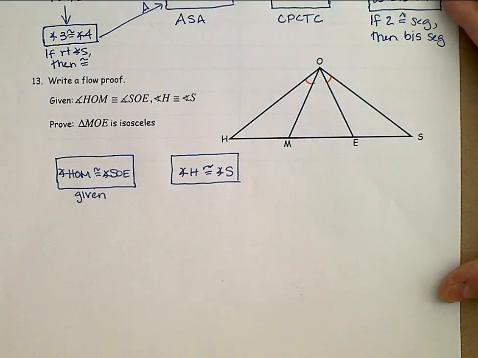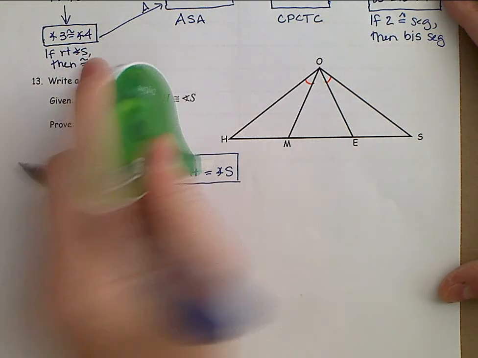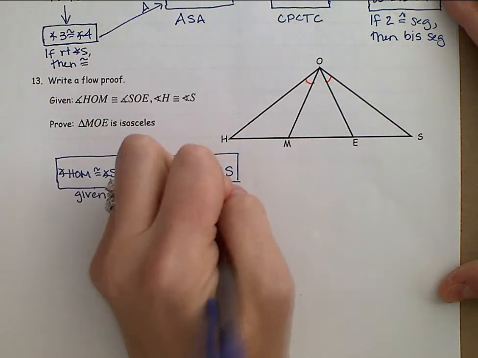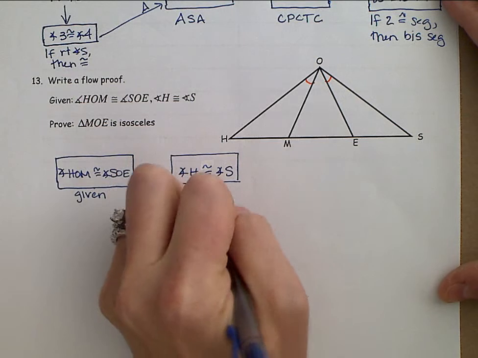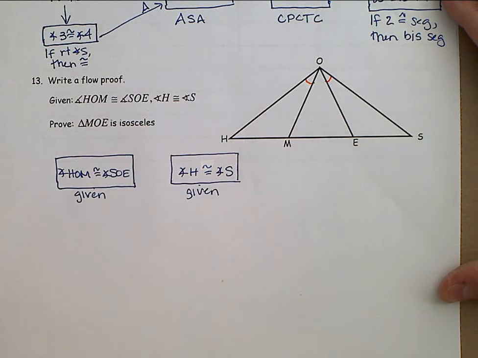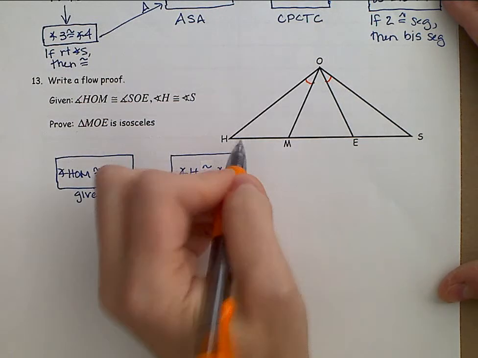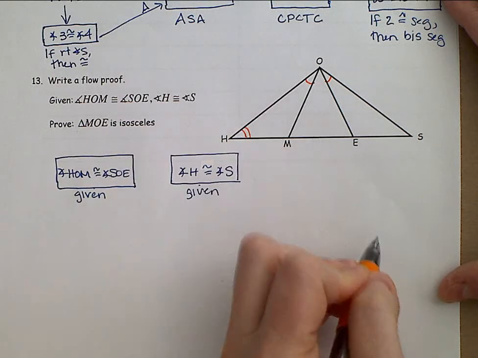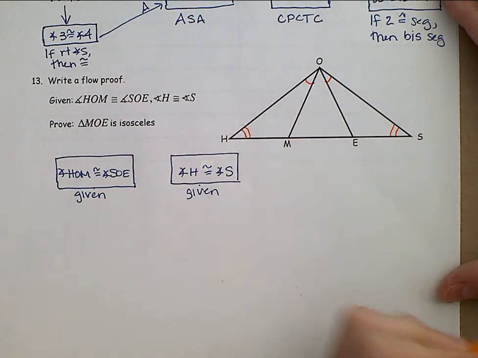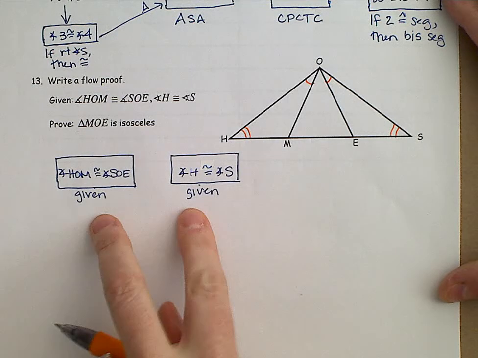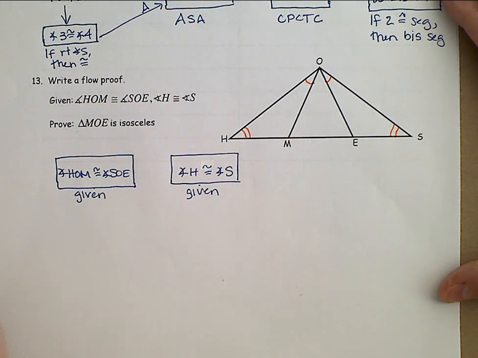Okay, that reason is also given. Go back and mark those in your diagram as well. Angle H congruent to angle S. Make sure you mark them differently than you marked the first two angles. We're at a congruence statement with both of those. So now we are done with that.